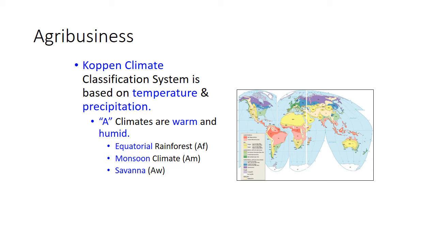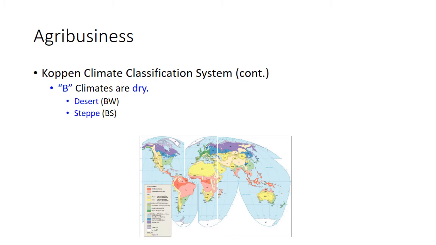Now, one of the things that helps to determine what's going on is, again, climate, which is critical when we're looking particularly at agriculture. Very similar to our biomes, and I'm not going to really spend too much time on this. I just want you to know that there's a classification system that's kind of an international one. It's called the Köppen climate system, and it's based on temperature and precipitation. Again, a lot of this is going to seem really similar to our biomes. You have A climates, which are warm and humid, and they can make up equatorial rainforests, monsoon climates, and savannas. You get letter B, our dry climates, which are our deserts and our steppes.